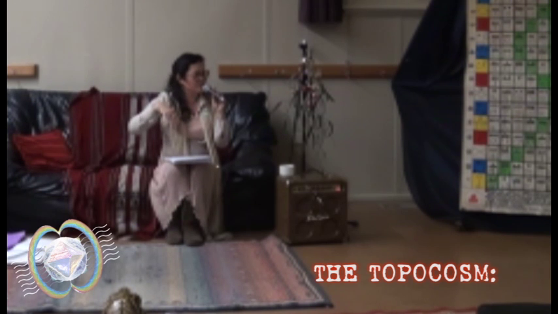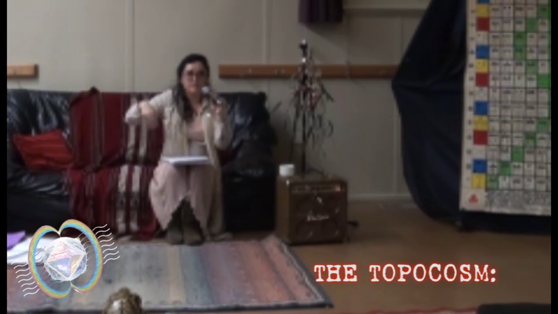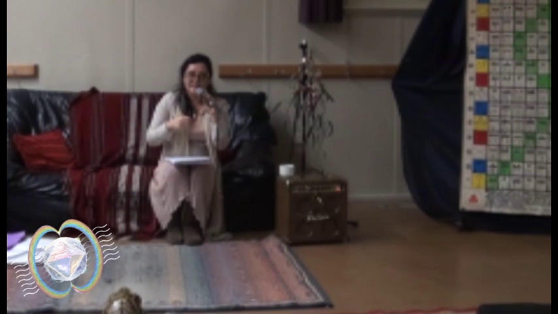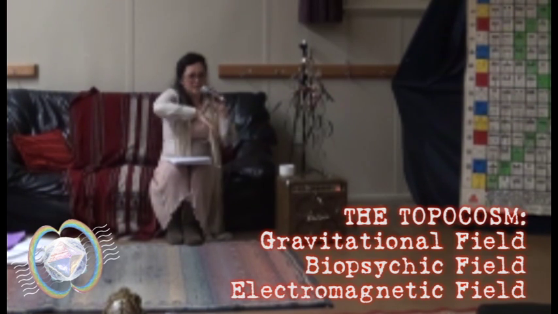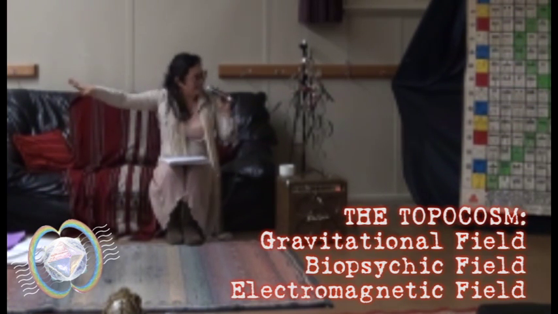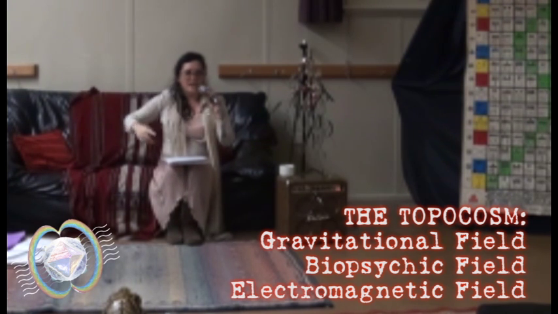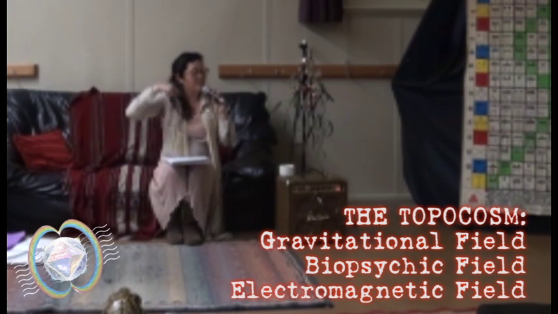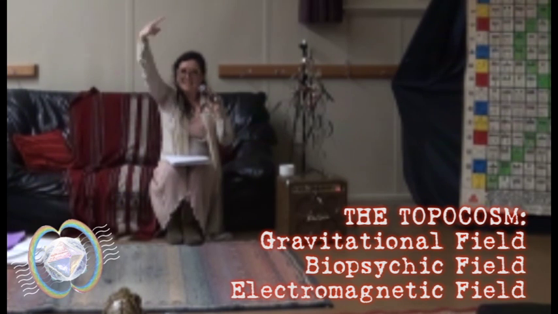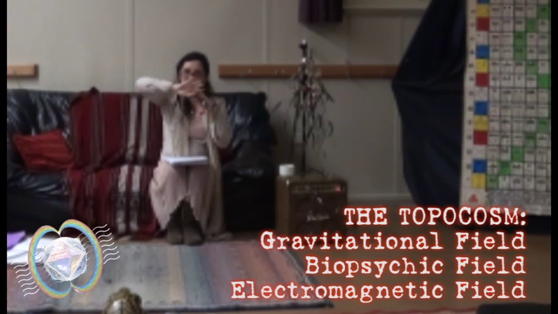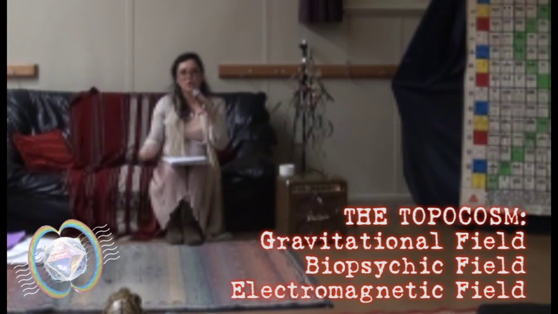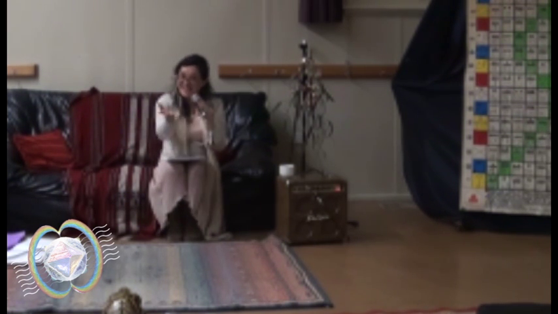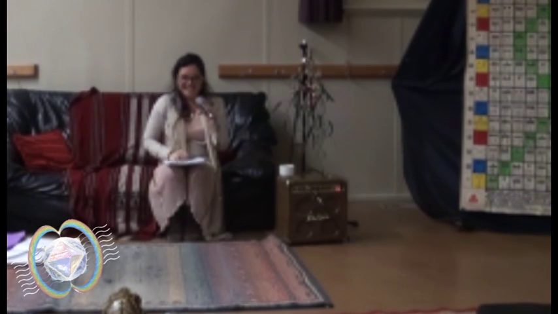This is the TopoCosm. We'll be going into this more in detail at the Vision Council, but you've got at the equator the gravitational field, and this vertical one is the bio-psychic, and that way is your electromagnetic. So we know that we have that. I have one, you have one, and we have chakras.